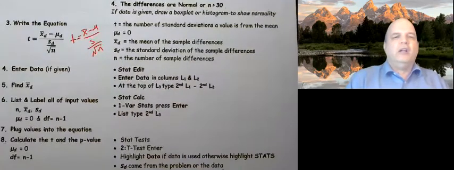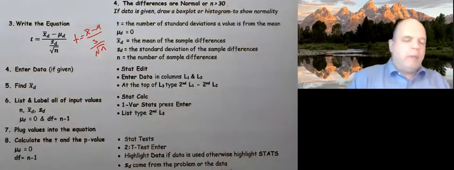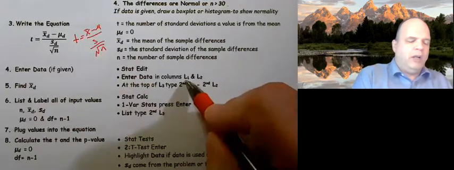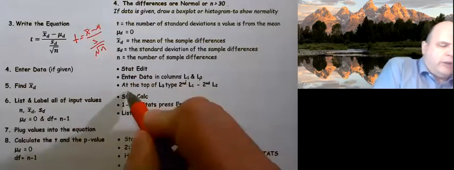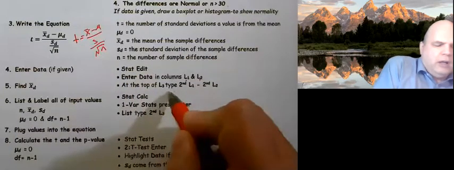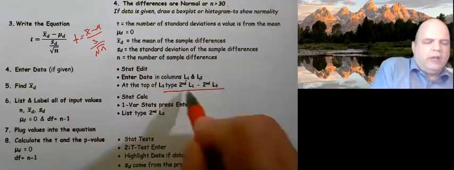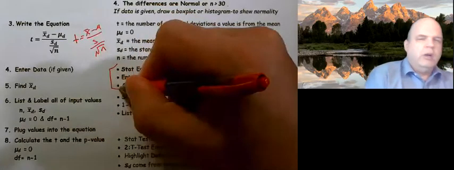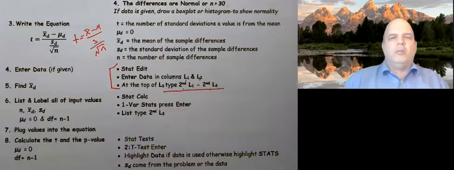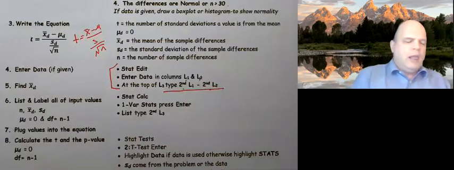All right. We're going to enter the data in the calculator, and basically you're going to have to enter one in the L1 column and the other in the L2 column. And then you're going to go to the top of L3 and do second L1 minus second L2. This is completely new. I'll show you how to do it. It's not difficult, but you need to make sure you're using it.